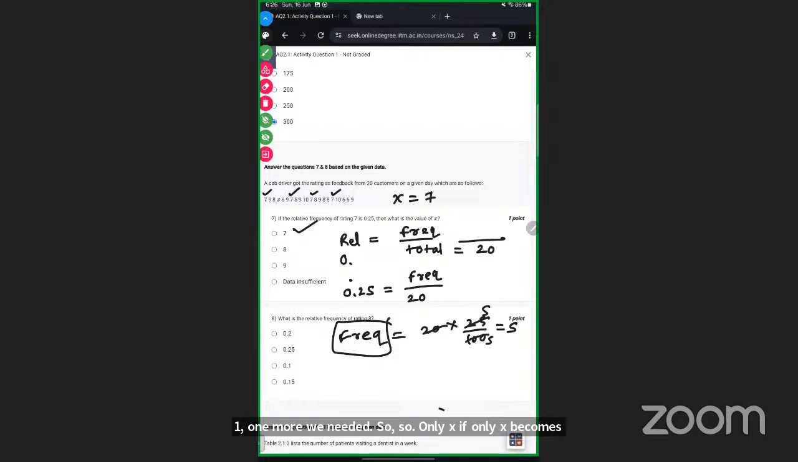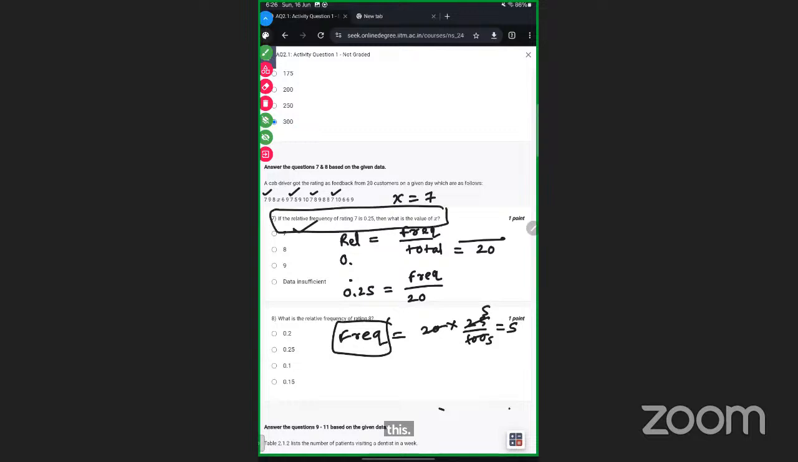Sir, can you explain one more time? I'm not understanding this. Okay, see, first you need to find the frequency of 7. From this relationship, this is given, right? So to find the frequency, you have to do relative frequency multiplied by total.